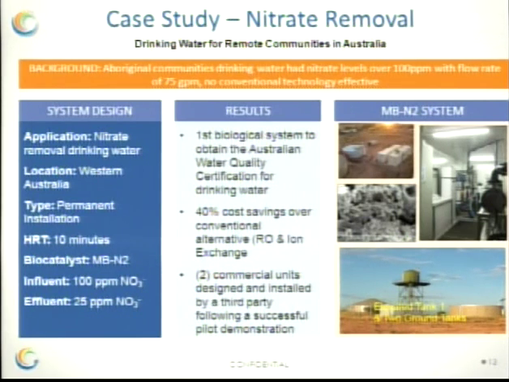This project was sponsored by the Western Australia Department of Housing. We went up against a reverse osmosis and ion exchange type system, and we showed that we were able to have much better economics, and it's much more suitable for these remote communities. They had an influent concentration of about 100 parts per million, and they wanted to get it down to 25. One of the units has been installed, and the other unit is in the startup process. The other thing I'd like to note is that the technology became the first biological system to obtain water quality certification in the country of Australia. There are no other biological systems being used for drinking water purposes.